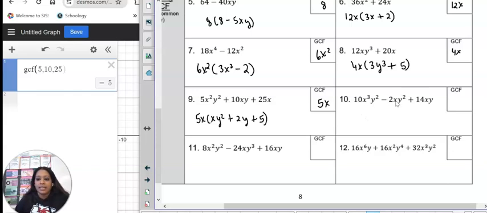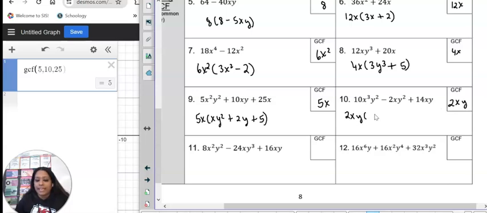Anyway, 10, negative 2, and 14. Well, I think I'm going to take out the 2, because that's the most I can take out. And I think x is the most I can take out and y is the most I can take out. So that is 2xy.